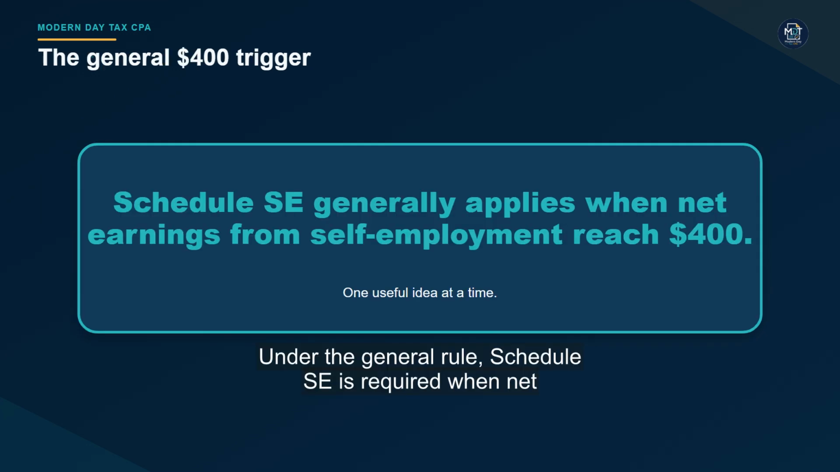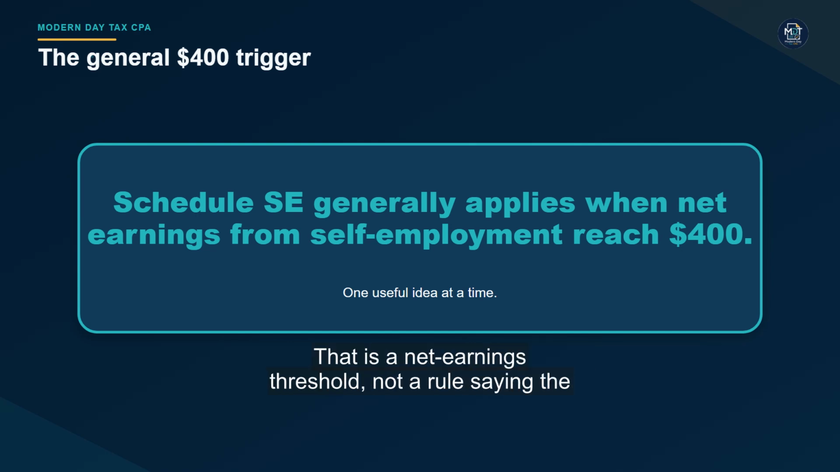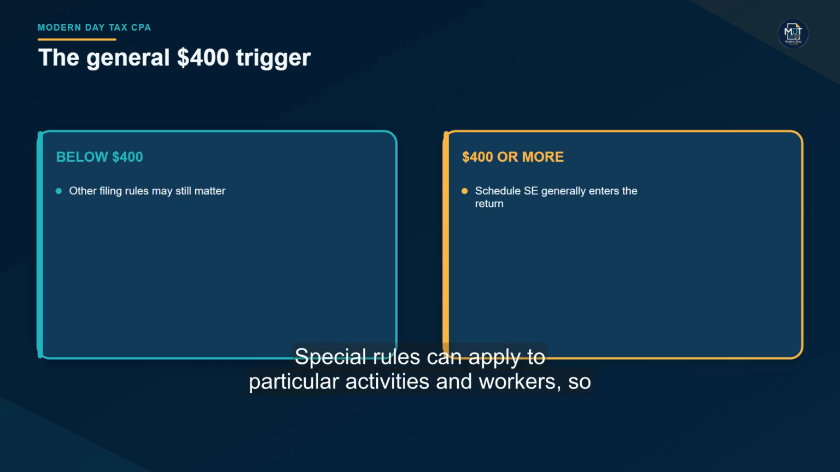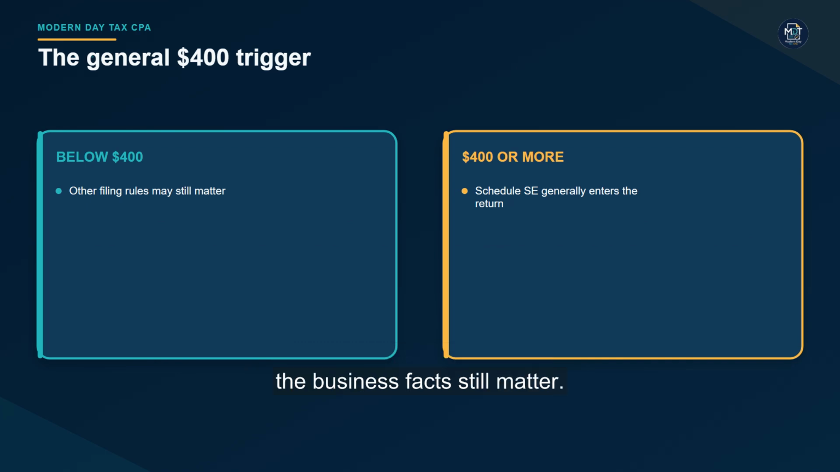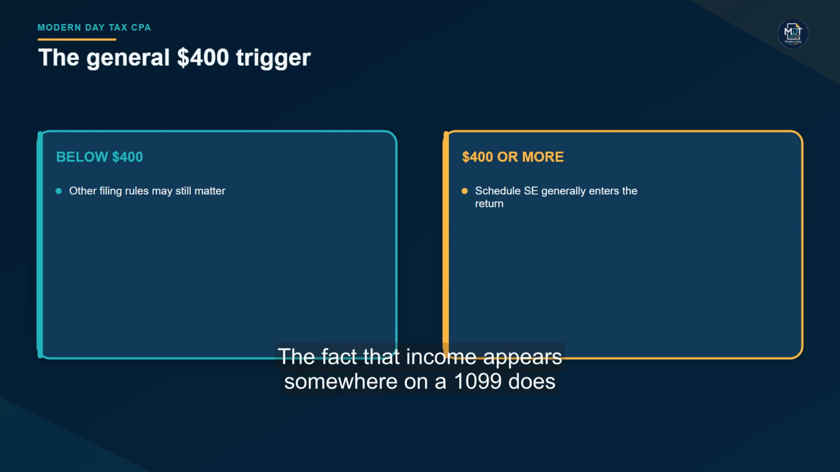Under the general rule, Schedule SE is required when net earnings from self-employment are $400 or more, excluding the separate church employee rule. That is a net earnings threshold, not a rule saying the first $400 of contractor revenue is automatically tax-free. Special rules can apply to particular activities and workers, so the business facts still matter. Also remember that the broad 1099 family includes forms reporting many kinds of payments. The fact that income appears somewhere on a 1099 does not by itself answer whether that income is net earnings from self-employment.